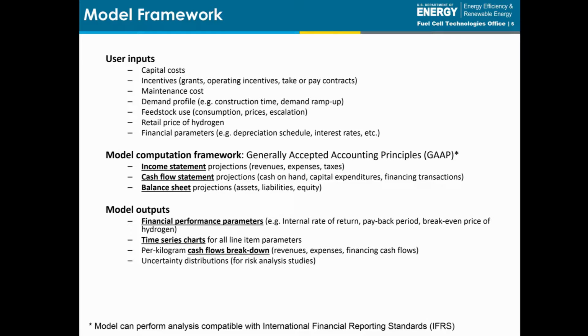And lastly, the model does uncertainty analysis. So if, for example, you don't have a good handle or you have a range of possible interest rates or demand ramp-up years, you can specify those as a triangular distribution. And the model is going to run what's called a Monte Carlo analysis and report out what is the likelihood of you getting a rate of return between X, Y, or Z. It'll give you a distribution of possible outcomes.